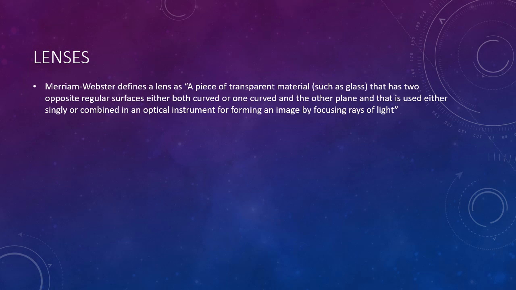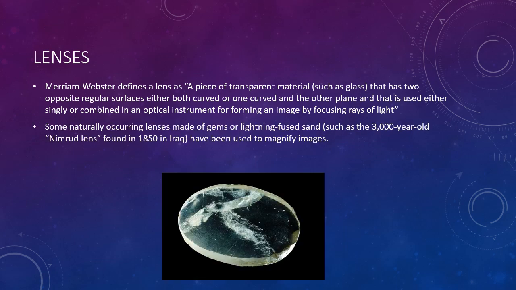Lenses. Merriam-Webster defines a lens as a piece of transparent material, such as glass, that has two opposite regular surfaces, either both curved or one curved in the other plane, and that is used either singly or combined in an optical instrument for forming an image by focusing rays of light. Some naturally occurring lenses made of gems or lightning-fused sand, such as the 3,000-year-old Nimrod lens found in 1850 in Iraq, have been used to magnify images.